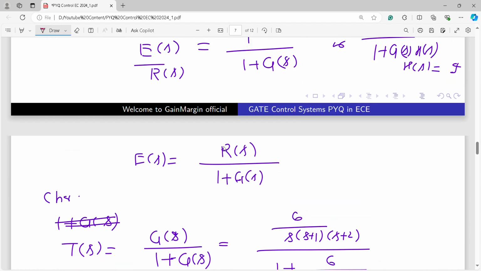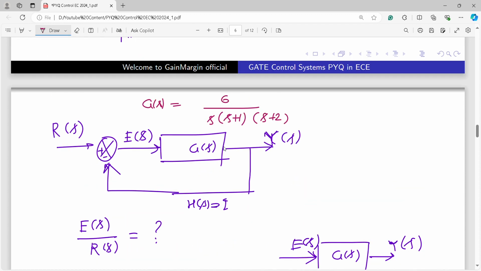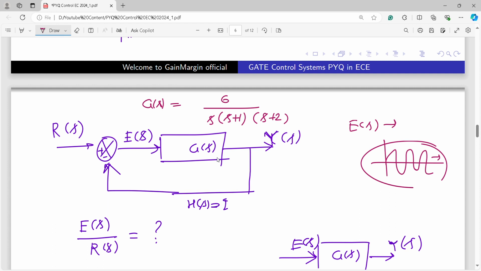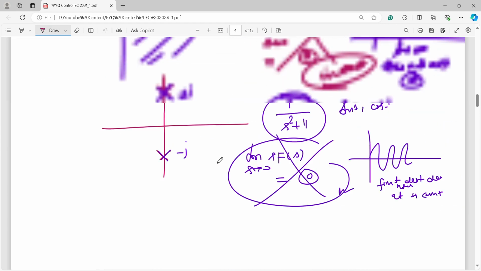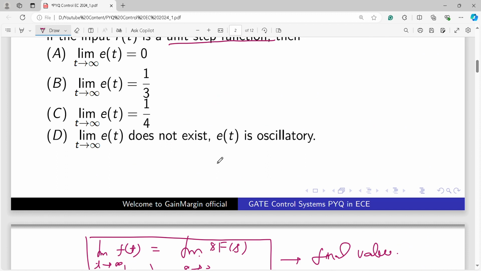So in this case, we cannot find the error because the response is not stable. Response doesn't settle, so we cannot find the ESS. So ESS here does not exist, and it will be oscillatory in nature because our response will be oscillatory. So here there is no need to solve further by applying the formula. So our answer would be option D for this question.